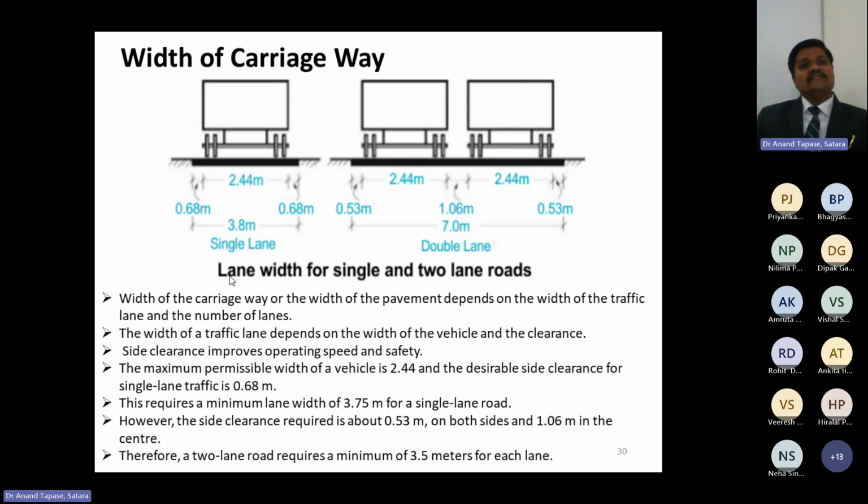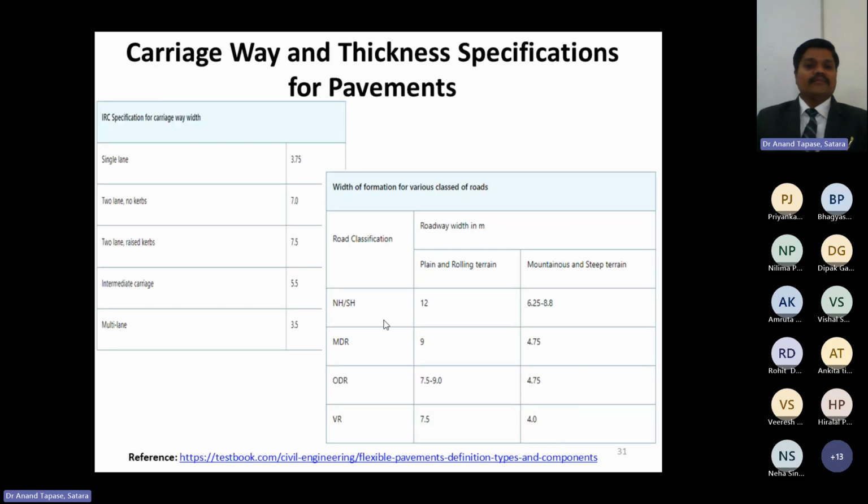So the single lane is considered as 3.75 meters, and the double lane, of course, will be the multiple of the same. Those are the IRC guidelines related to the width of the carriageway and the thickness specification for pavements from IRC's perspective. For a single lane it should be 3.75, two lanes likewise. At the same time, the width of formation is also given.